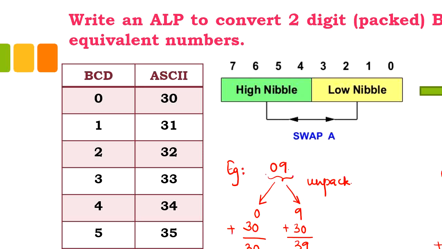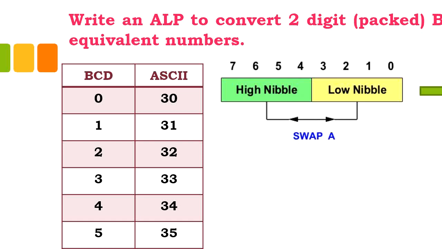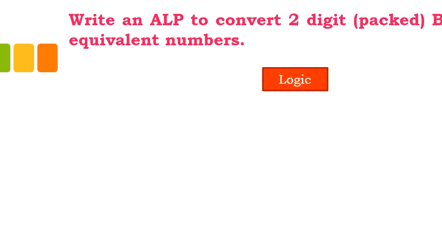Are you clear with the conversion of BCD to ASCII? Is everyone clear with this logic? How to segregate and convert it? Clear? Okay. So with an example, let me show you how I'm going to do the entire process.